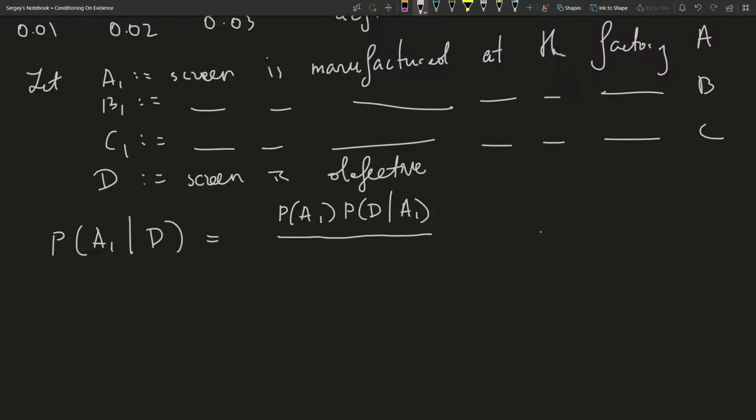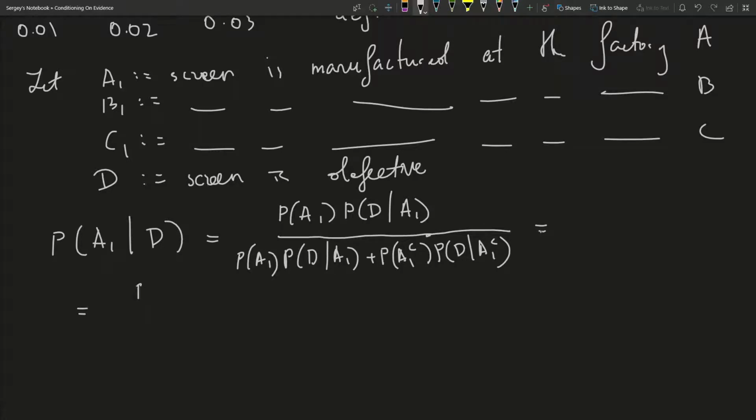And now applying the law of total probability in the denominator, we get probability of A1 times probability of D given A1, plus probability of A1 complement times probability of D given A1 complement.